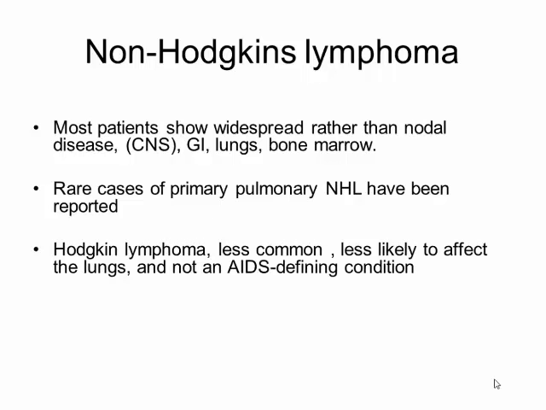Most patients will have a widespread lymphoma, not typically just neck swelling or neck lymph nodes. They will present with lymphoma everywhere: bone marrow, lungs, GI. Rare cases of isolated pulmonary lymphoma have been reported, but in general it's part of the lymphomatous process everywhere, so you'll find it also in the lung. Hodgkin's lymphoma is less common, less likely to affect the lungs, and is not an AIDS-defining condition.